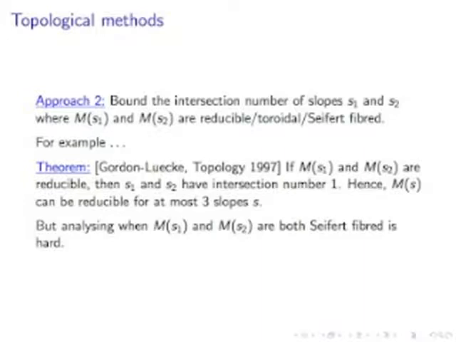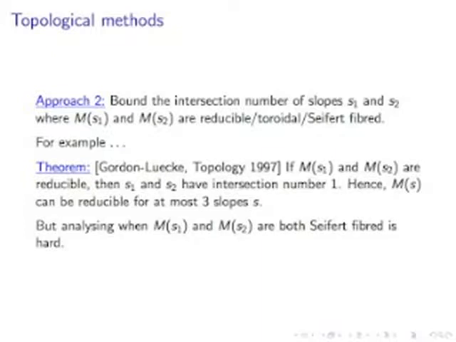So, for example, Gordon and Luecke proved that if the manifolds that you get by Dehn filling are both reducible, then the 2 slopes S1 and S2 have intersection number 1. They just intersect once on the torus. And hence, the set of slopes where you get something reducible can arise for at most 3 slopes. Because if you have a set of curves on a torus, any 2 of which intersect just once, then there are at most 3 of them.